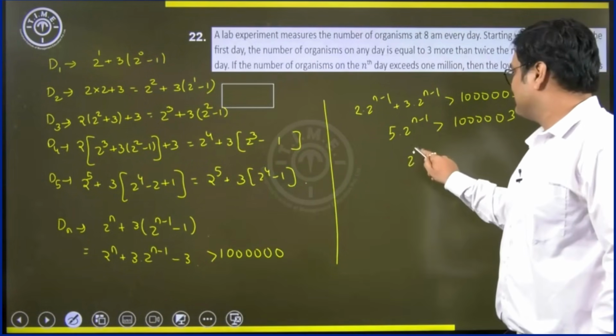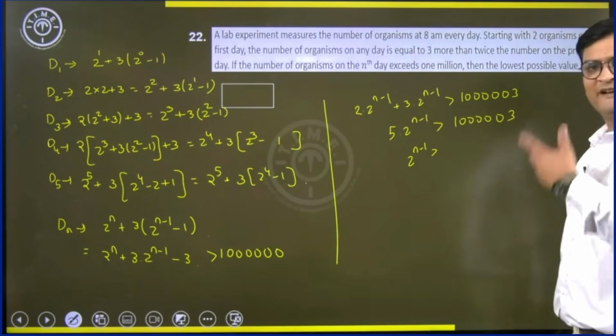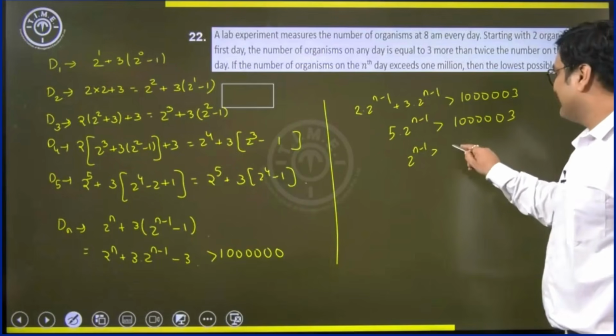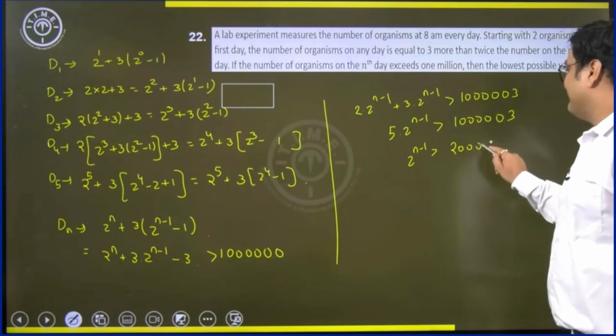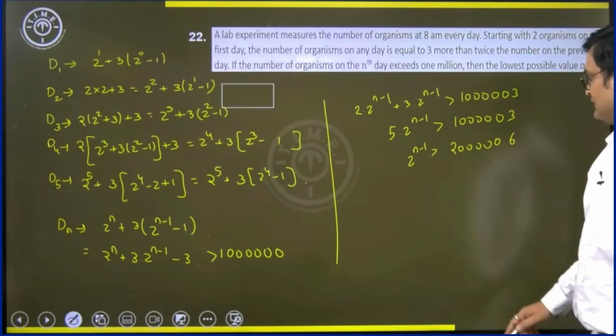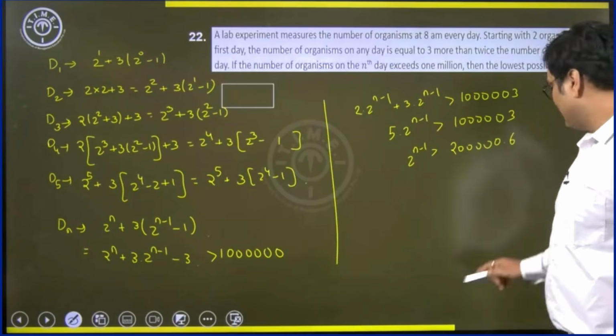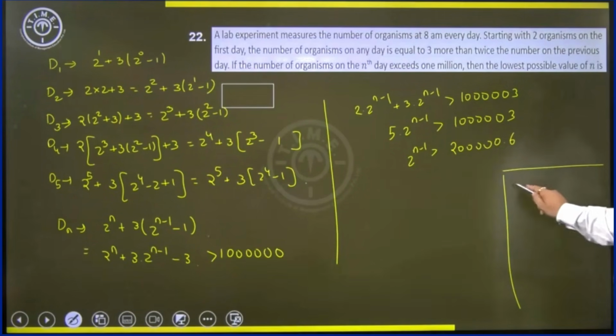Divide by 5 on both sides. So 2 power n minus 1 should be greater than, when you divide this by 5, 10 lakh by 5 will be around 2 lakh, and in fact 2 lakh and 0.6, 3 by 5 is 0.6. So some power of 2 should exceed 2 lakh. So what power of 2 will exceed 2 lakh? Let's try to check. So I know 2 power 10 is 1024.